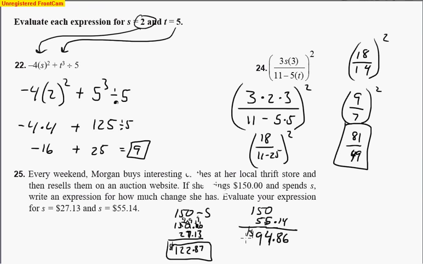So $94.86. So those are the types of problems that we're going to end up seeing on today's assignment.